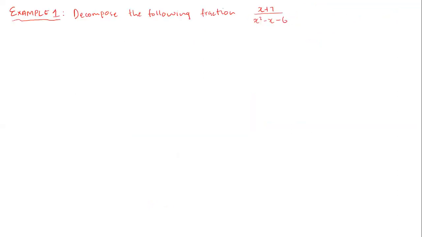So now what we see over here, we have example number 1. We are given a rational fraction. Here's our fraction, x plus 7 divided by x to the power of 2 subtract x subtract 6. This is a fraction, right? Have a look at the denominator. Have a look at the numerator. The numerator is a linear function. The denominator is a quadratic function. So this is a proper way to represent this fraction.